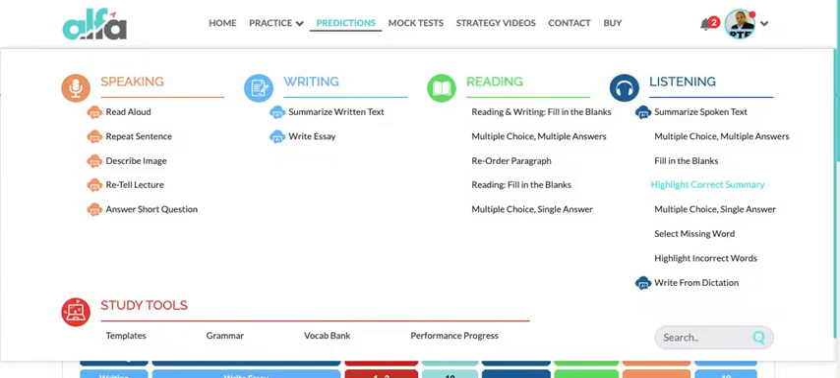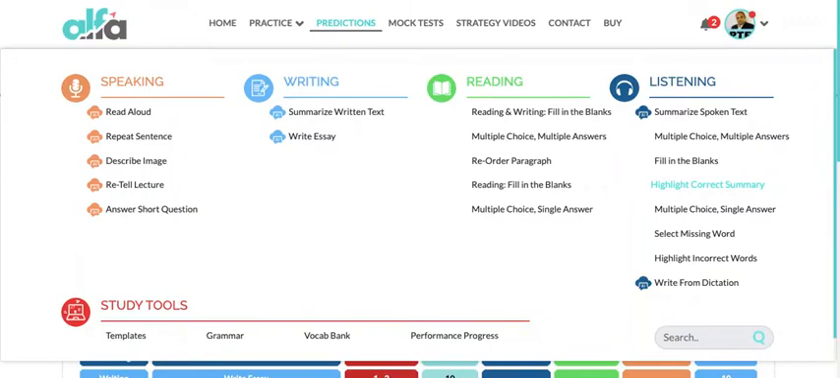So that's your third type of question, and then, sorry, the fifth one is select multiple choice with single answers. Once again, it's a multiple choice question, but there is only one answer in this instead of having multiple answers. So that's your next type of question. And then moving on, you have select missing word.